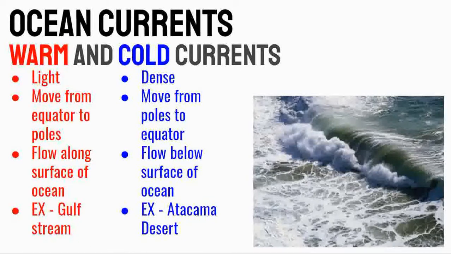Cold currents. Cold currents are dense. They move from the poles to the equator. They flow below the surface of the ocean, opposite to the warm currents. Examples can be the Atacama Desert, because underneath the Atacama Desert there are many cold currents, and the Peruvian Stream.